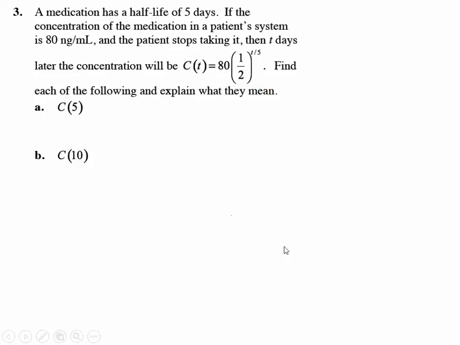All right, let's go with something slightly different here. We've got medication, and it says a half-life of 5 days, which means 5 days later there's half of it left in the patient's system. Again, I'm going to let you guys do this first. Can you plug in the 5 into the equation, see what you get? Based upon that, tell me what it means here.